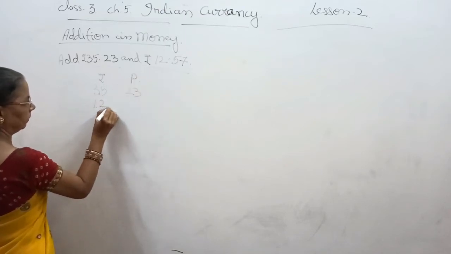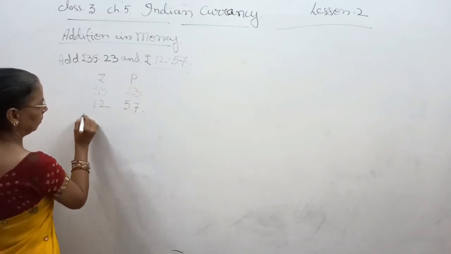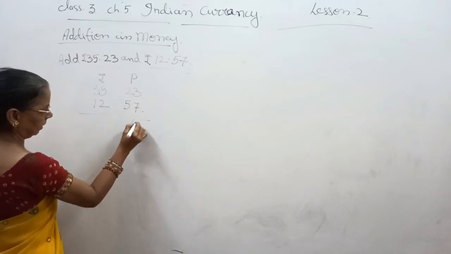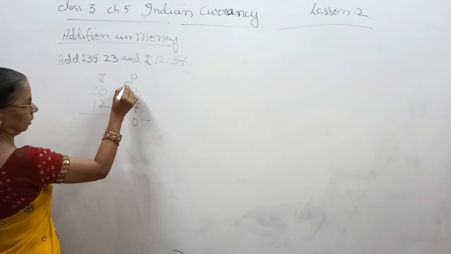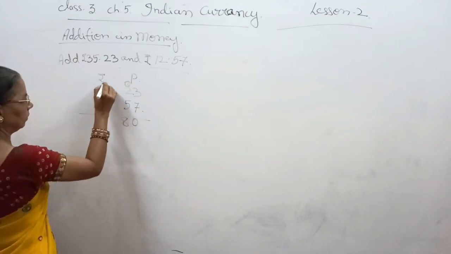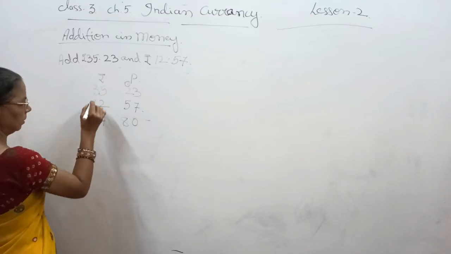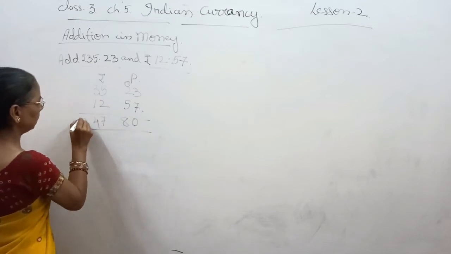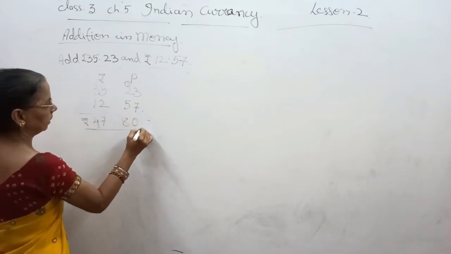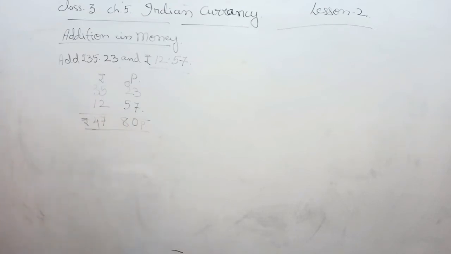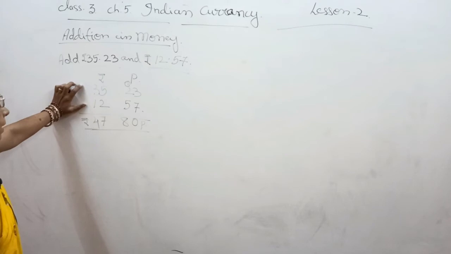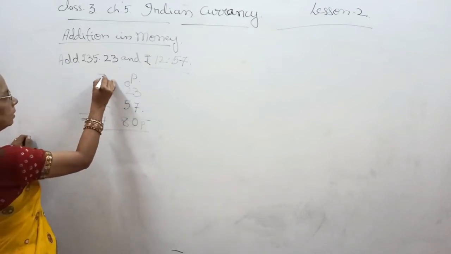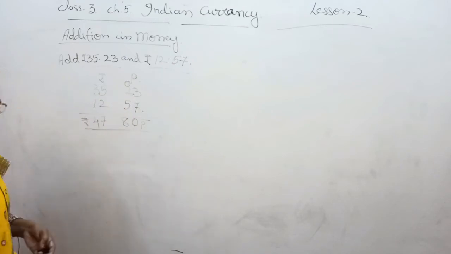Again 12, then 57. Now 7 plus 3, 10. 1 carry. 1 plus 2, 3. 3 plus 5, it is 8. Then 5 plus 2, it is 7. 3 plus 1, it is 4. Like this, we have to say that rupees 47 paise 80. Adding is the same, but we have to put the symbols before adding the numbers.